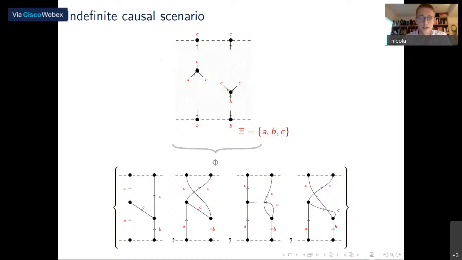And then there are several definite causal scenarios, so there are several ways to construct a causal graph joining the half edges. And this will form a classical state space of all the causal possibilities of joining, or gluing, diagrams together, and are shown, for example, here now in the slide.